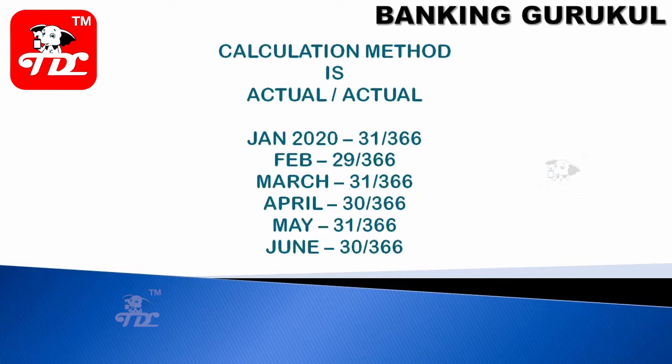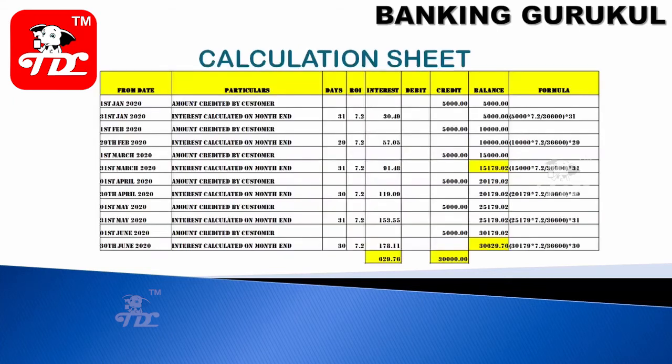The calculation method is actual by actual. Actual means, if I take January, it has 31 days, and 2020 is a leap year, so you have 366 days. So for the calculation I will take January as 31 by 366, February 29 by 366, March 31 by 366, April 30 by 366, May 31 days and June 30 days. So this is my calculation method, actual by actual: actual days in the month and actual days in the year.